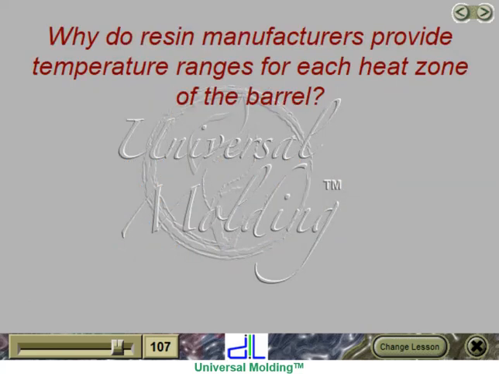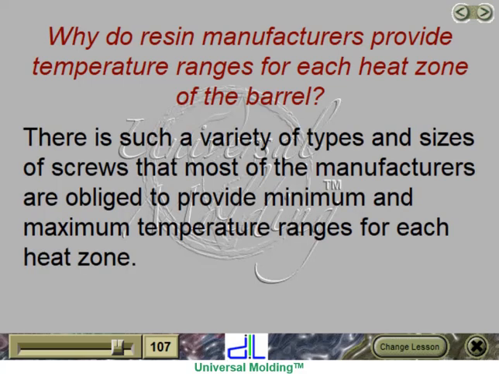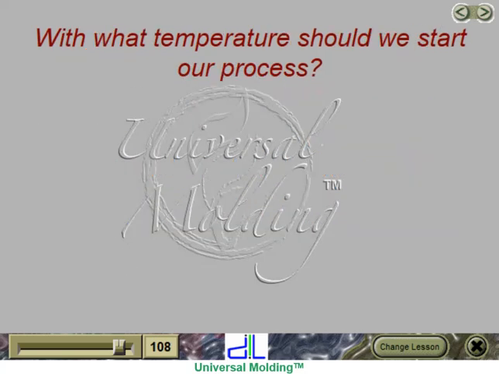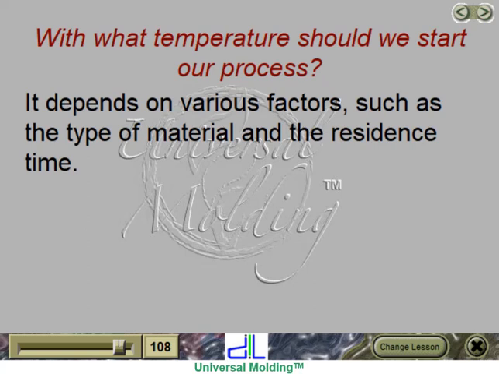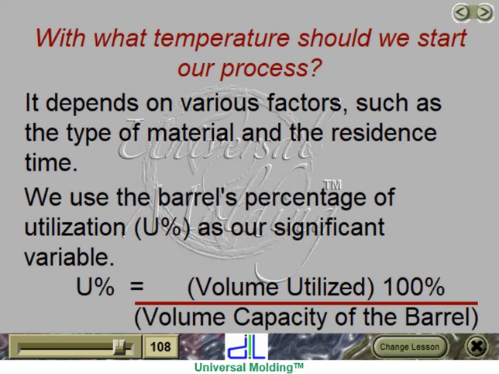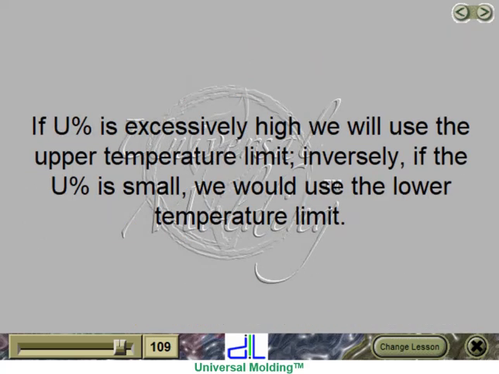Why do resin manufacturers provide temperature ranges for each heat zone of the barrel? There is such a variety of types and sizes of screws that most of the manufacturers are obliged to provide minimum and maximum temperature ranges for each heat zone. With what temperature should we start our process? It depends on various factors, such as the type of material and the residence time. We use the barrel's percentage of utilization as our significant variable. If the percentage of utilization is excessively high, we will use the upper temperature limit. Inversely, if the percentage of utilization is small, we would use the lower temperature limit.